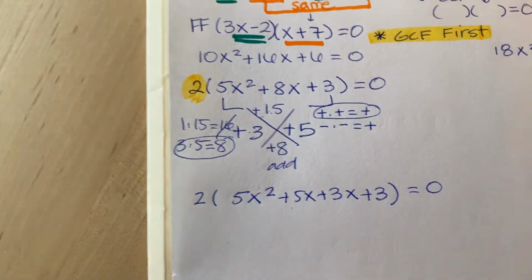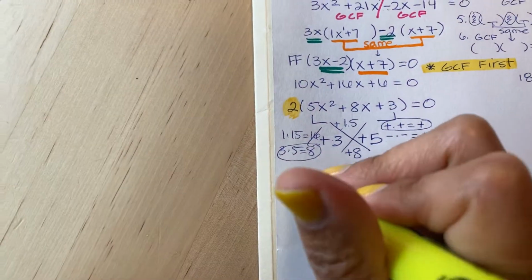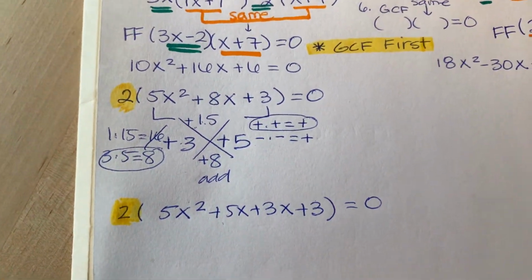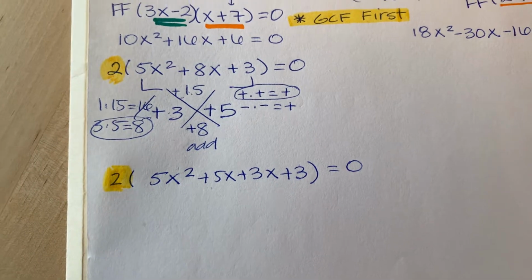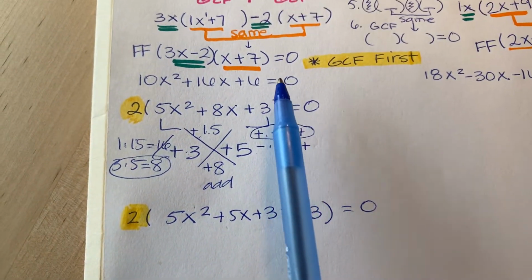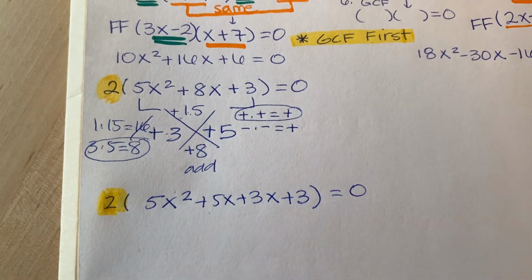Okay. Or again, I'm just going to highlight this too so you don't forget where it came from and why I have it. Remember, it's that GCF first. That's where it's coming from. Here, here, and we're just bringing it down. Just like we're bringing down that equals 0. Equals 0, equals 0, equals 0.